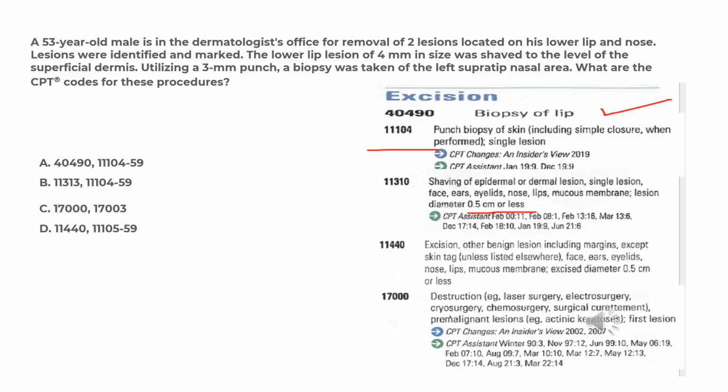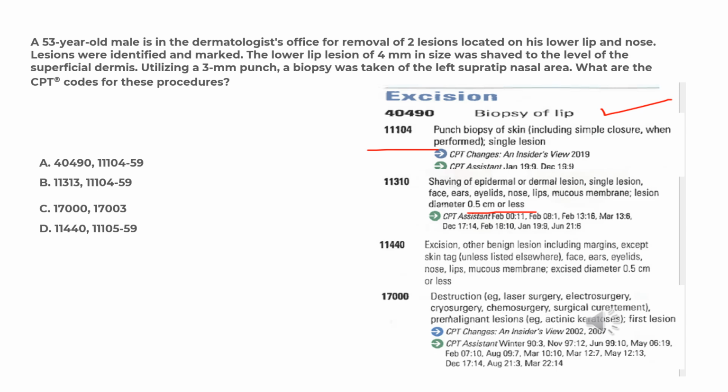On his lower lip and nose, lesions were identified and marked. The lower lip lesion, 4 mm in size, was shaved to the level of the superficial dermis. Utilizing a 3 mm punch, a biopsy was taken of the left supratip nasal area. What are the CPT codes for the procedure? So we need to eliminate the wrong answers.